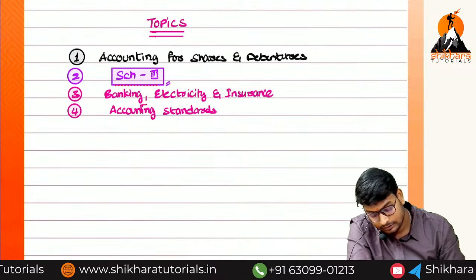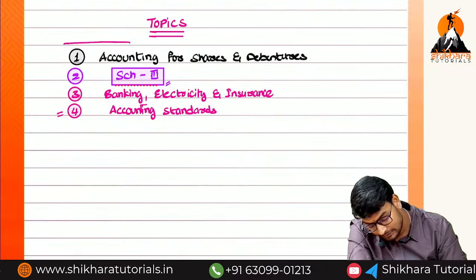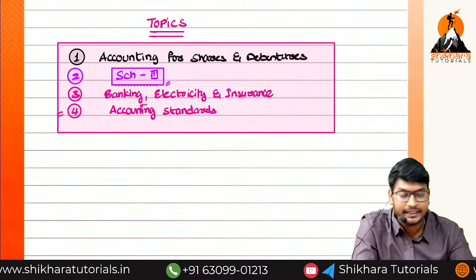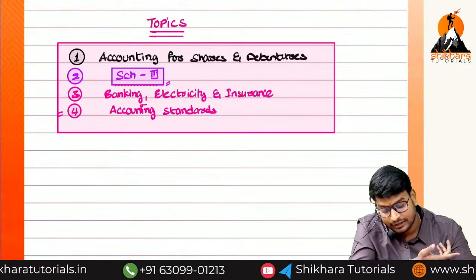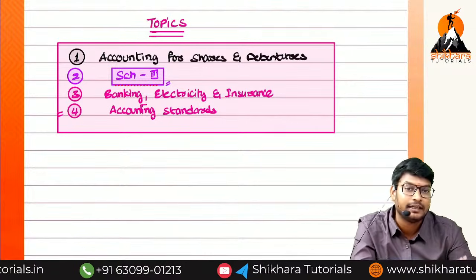So here also we have 6 standards. This is the syllabus from the corporate accounts point of view. How many chapters are there? Only 4 chapters: accounting for issue of shares and debentures, Schedule 3, banking, electricity and insurance, and accounting standards.